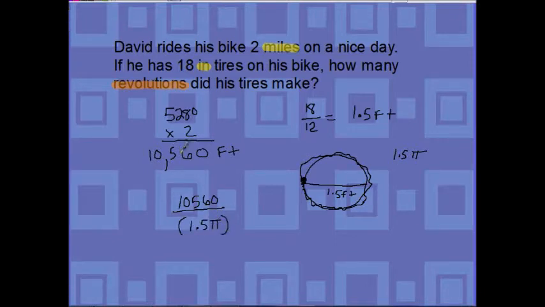And that's going to end up giving me 2,240.9 revolutions. Should we round that up or down? A revolution is going to be one total wrapping around. I would round that up to approximately 2,241 revolutions.